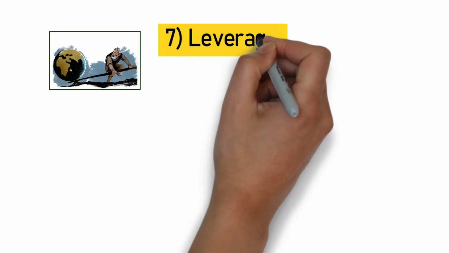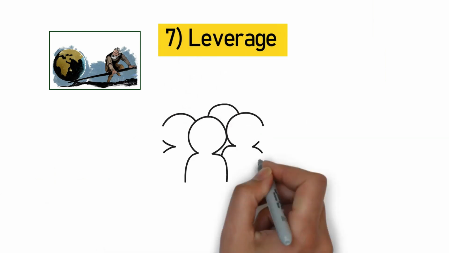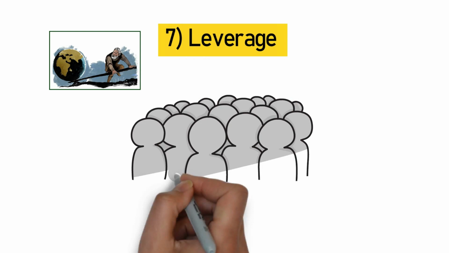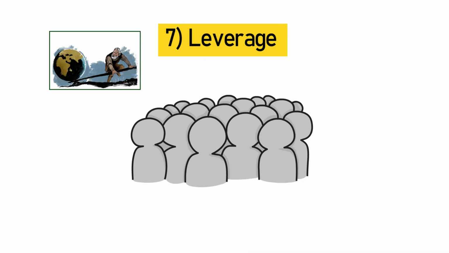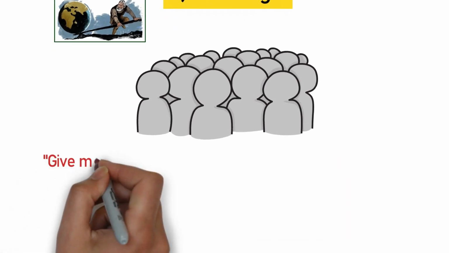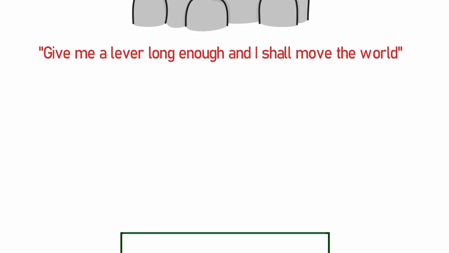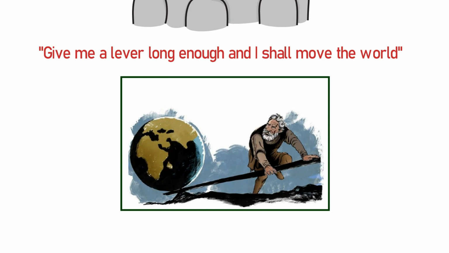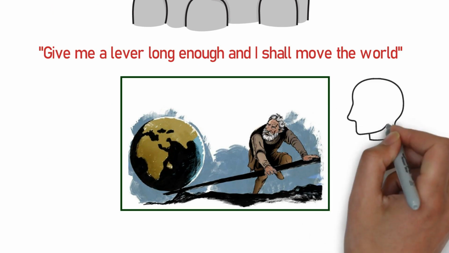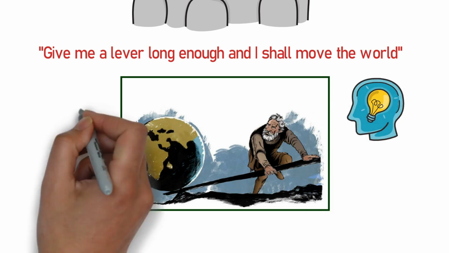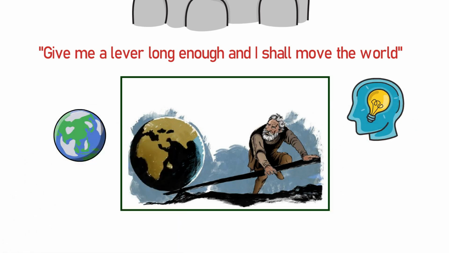Number 7. Leverage. The majority of the world's engineering marvels were achieved through the use of leverage. The famous Archimedes once said, "Give me a lever long enough and I shall move the world." Through leverage, we can generate a large output force with a small amount of input force. Understanding how to apply this model to the human world can be extremely beneficial.